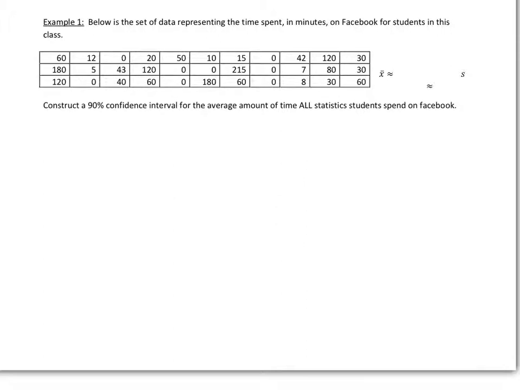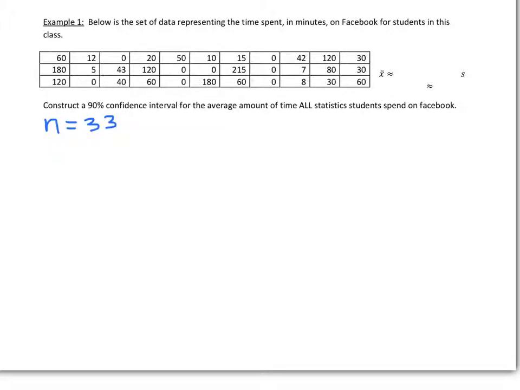So this data represents the time spent in minutes for one class on Facebook. I got this from an actual class that I taught one semester. This was 33 values. Let me just jot a couple things down. N was 33 for this class. This is just one sample, okay?